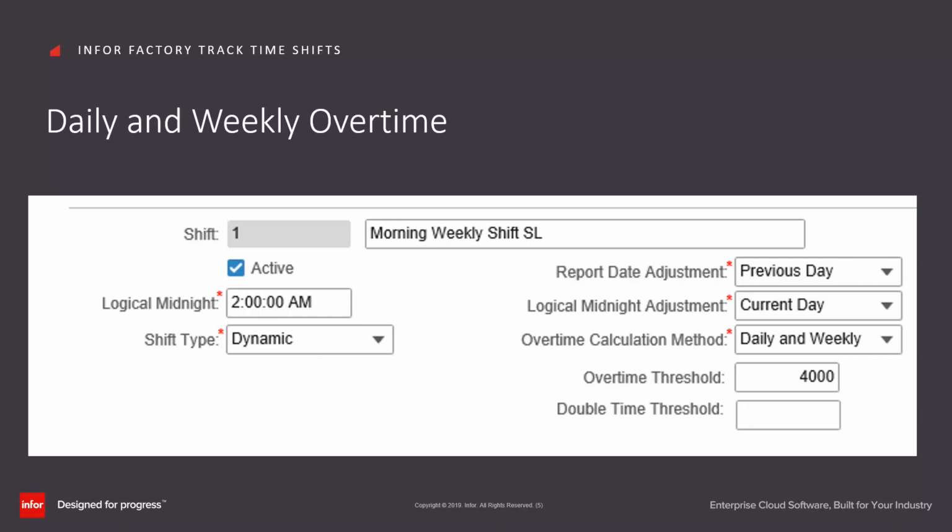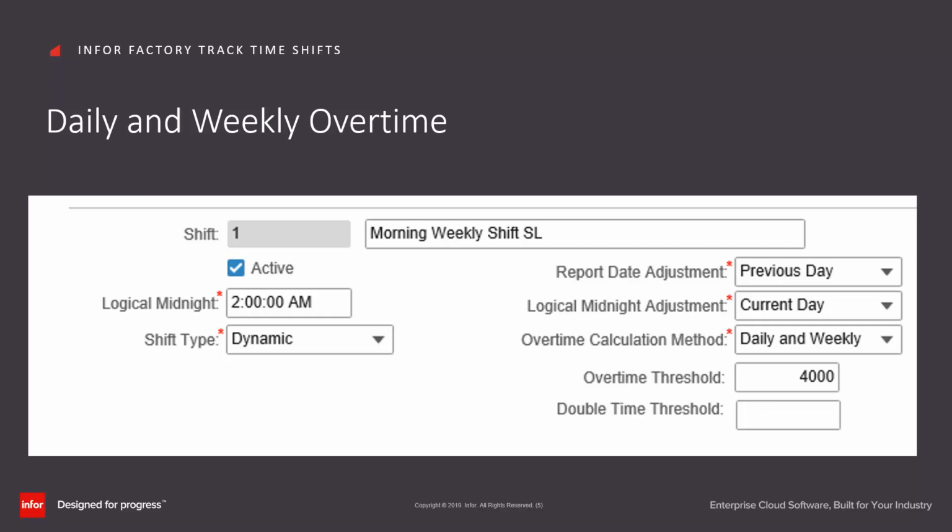You enter the total number of regular hours that need to be worked in order for the week to be considered a complete week. The field format is hours and minutes, so 4000 means 40 hours. The double time threshold field activates but is not used for this overtime method, so it may be left blank.